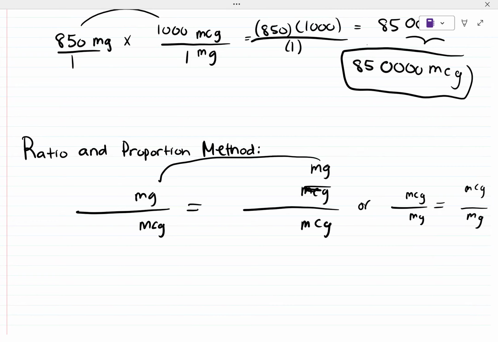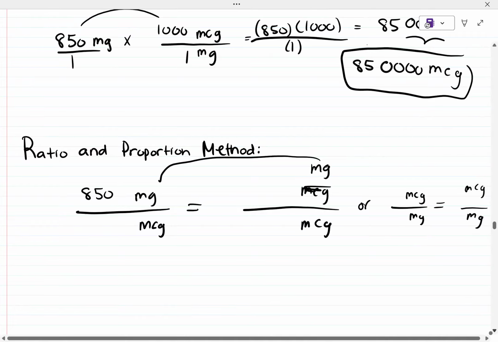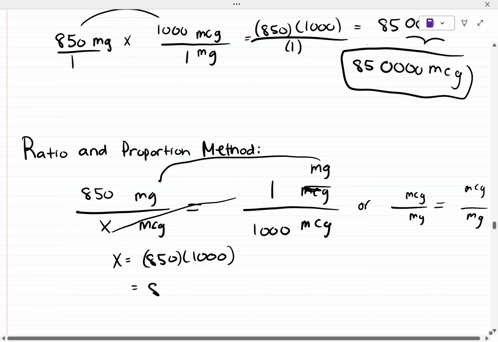So we were given 850 mg, and then our unknown is x. Our unknown is mcg. And then what's the relationship between mg and mcg? For one mg, there's 1,000 mcg, based on my chart. So cross multiply: 1 times x is x, equal to 850 times 1,000. And you get this amount, 85 and then 4 zeros.